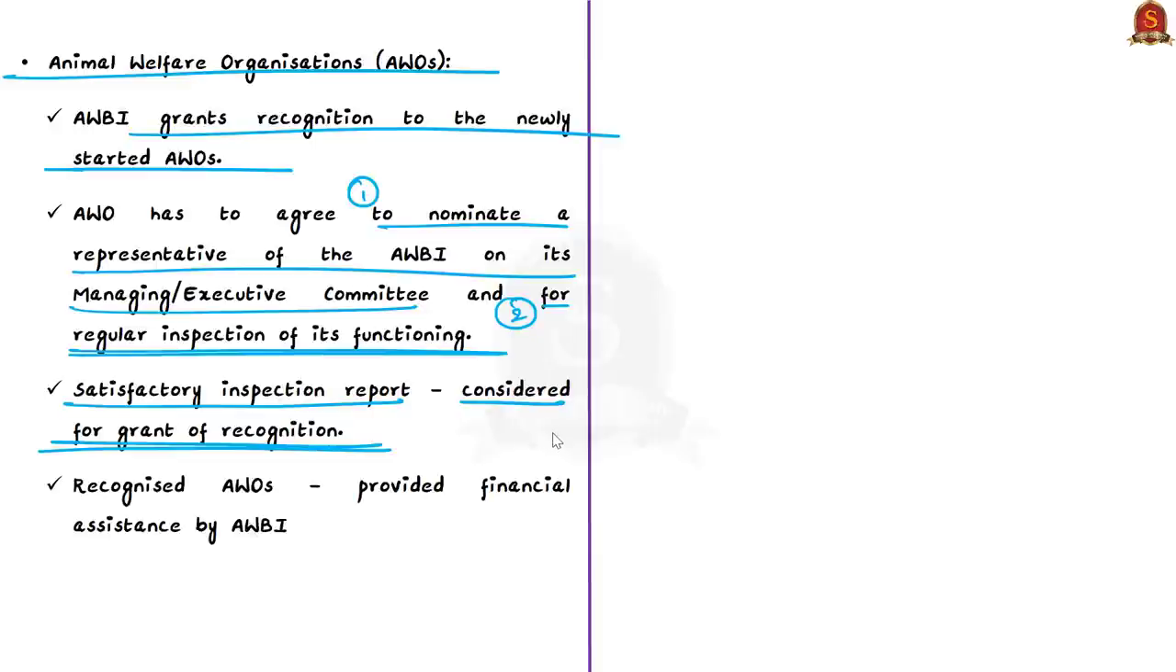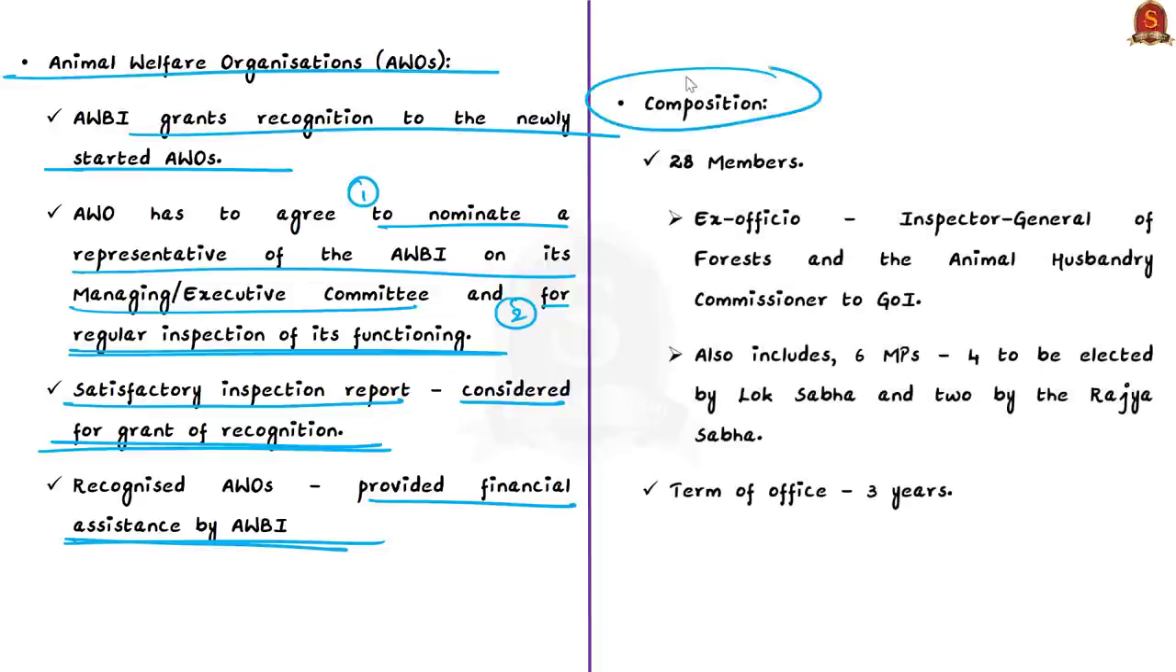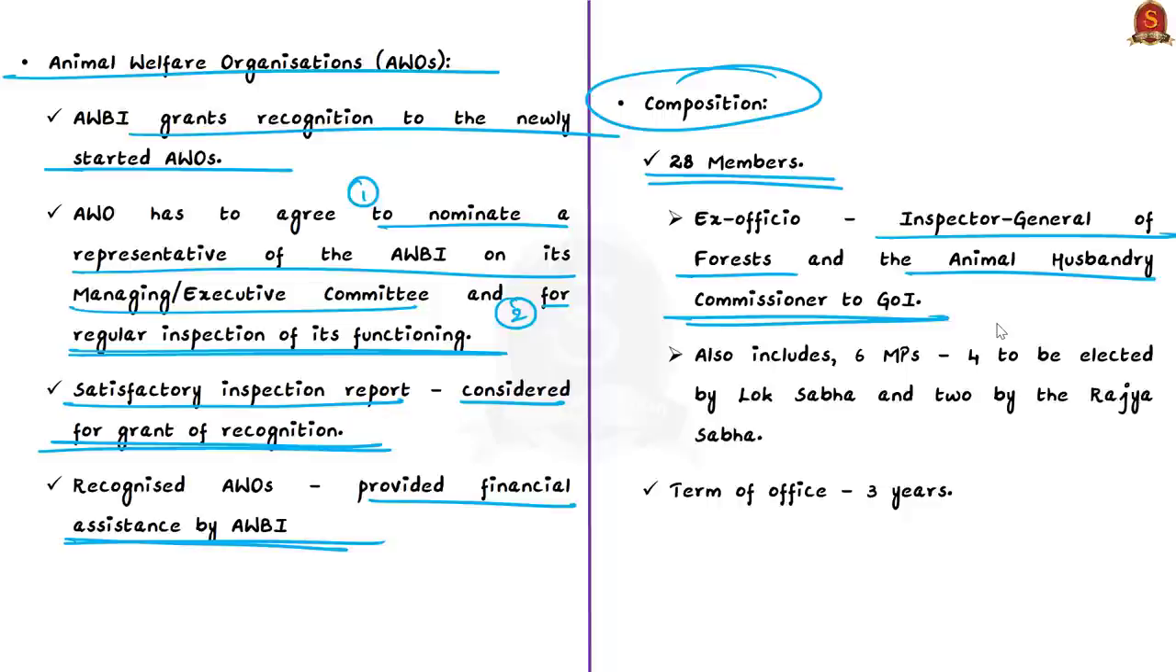After this, the board will provide financial assistance to the recognized animal welfare organizations. Now coming to the composition of the board, it consists of 28 members. Inspector General of Forests and Animal Husbandry Commissioner to the Government of India, they are ex officio members. Then it includes 6 MPs, out of which 4 are to be elected by Lok Sabha and 2 by the Rajya Sabha. The term of office of members in this board is for a period of 3 years.